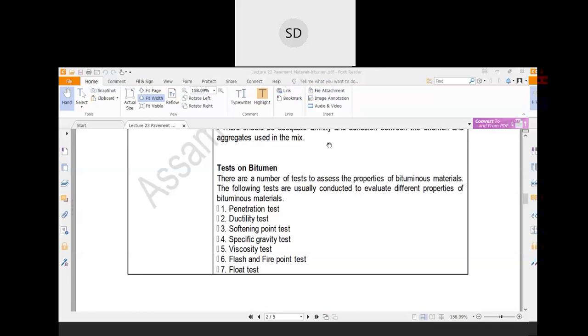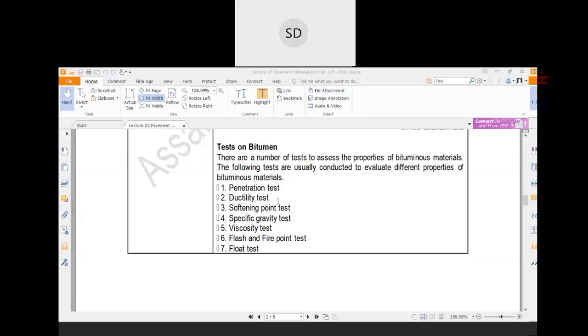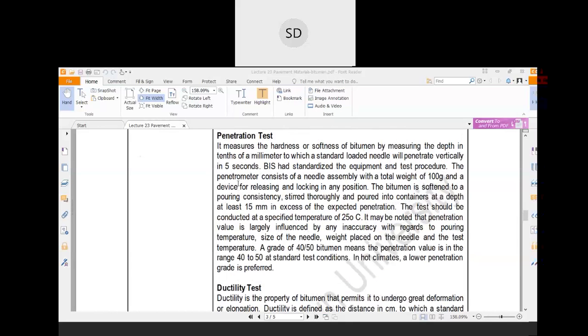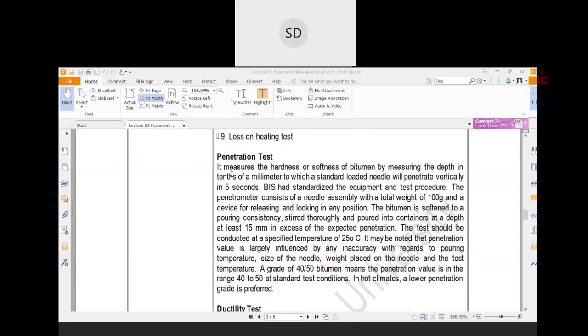Now, to test the suitability of the bituminous material, there are different types of tests, and these tests are penetration test, ductility test, softening point test, specific gravity test, viscosity, flash and fire point, and float test. So let us discuss about these tests. Actually, after we complete this syllabus, we'll go for the detailing of all these tests. So let us discuss briefly about all these tests. The first one is the penetration test.